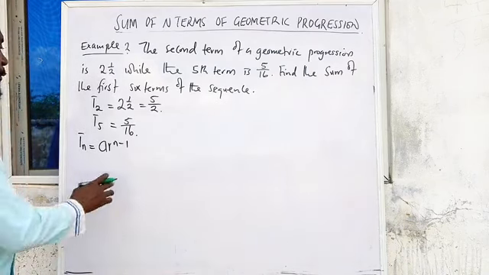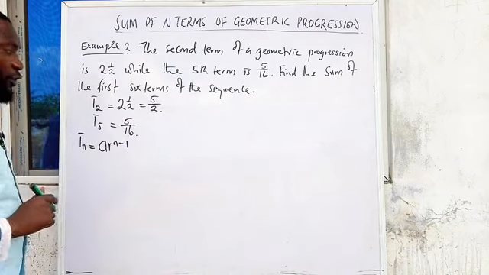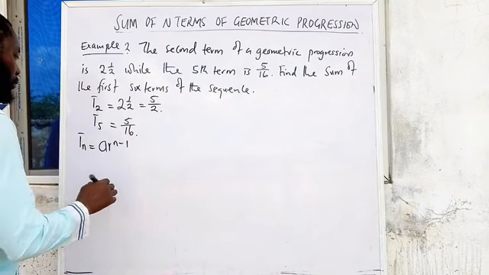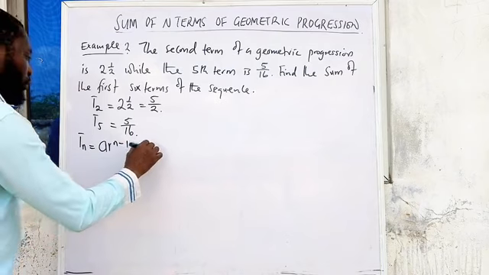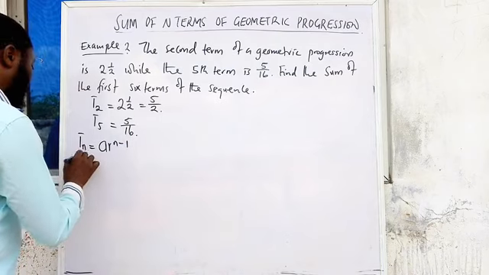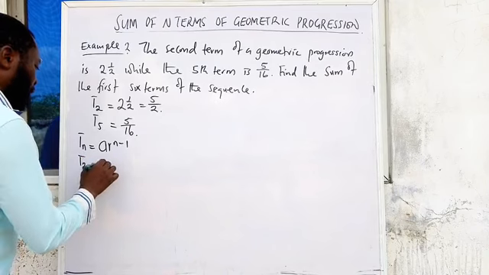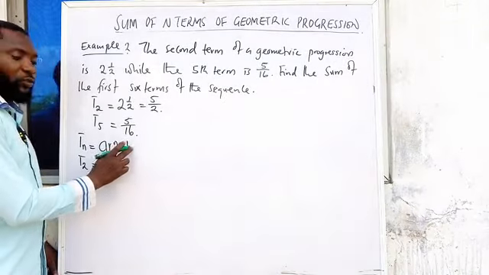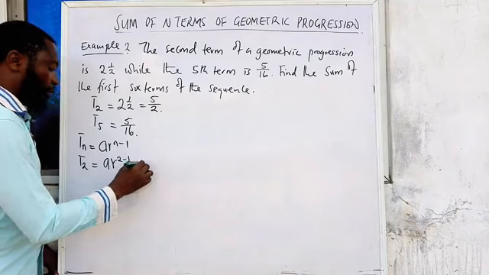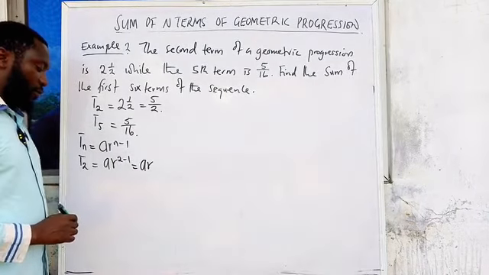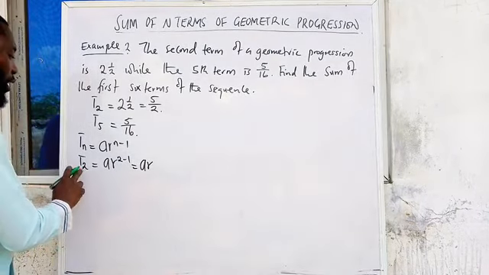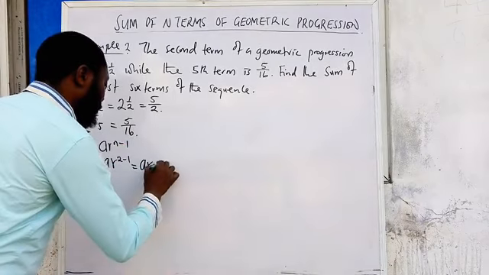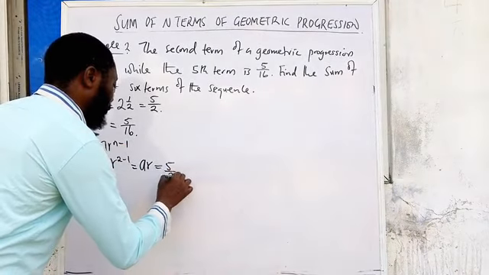Now, let's consider the first equation. We have T2 equals 5/2. When n equals 2, we have T2 equals a r raised to the power of 2 minus 1. That is ar. Meaning ar equals T2, and the value of T2 is 5/2. Meaning ar will be equal to 5/2.